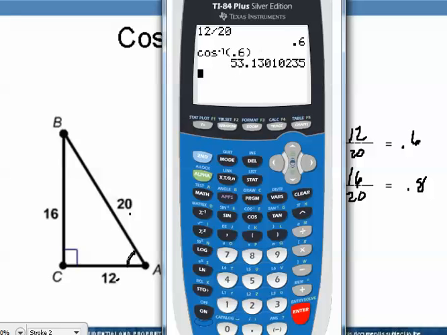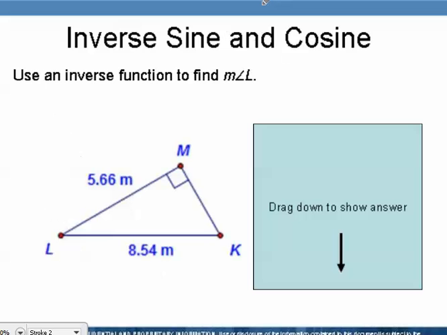Okay? You guys see how I'm doing that? Well, that's what this next one was. Inverse sine and cosine. If I wanted to find the inverse sine to find the measure of angle L. Okay? Well, sine is opposite. I don't know that opposite side, so I can use cosine here. So I could say the cosine inverse is going to be equal to 5.66 divided by 8.54. And that will tell me what that angle is.